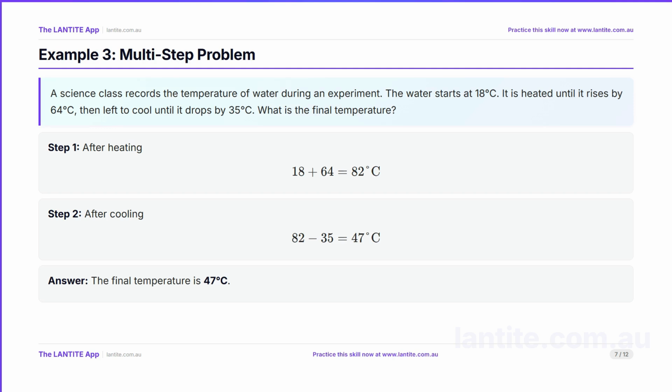This multi-step problem is set in a classroom science context, which is common on the LANTITE. Water starts at 18 degrees, rises by 64 degrees, then drops by 35 degrees. After heating, 18 plus 64 equals 82 degrees. After cooling, 82 minus 35 equals 47 degrees. The final temperature is 47 degrees Celsius. Take each step one at a time and be careful with addition and subtraction.